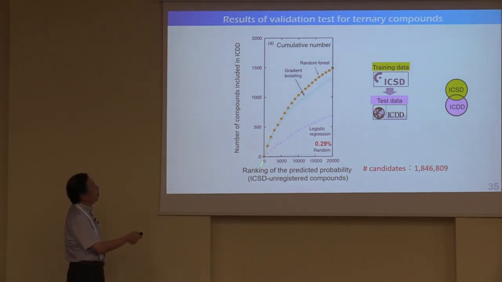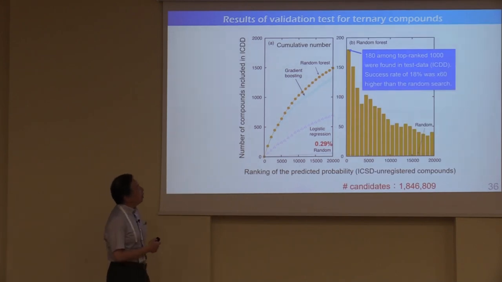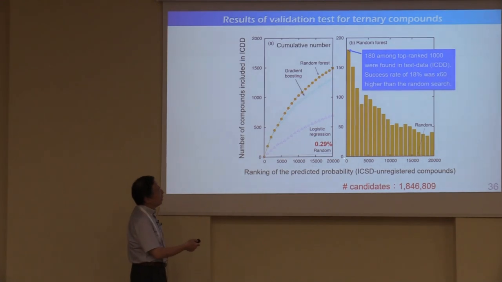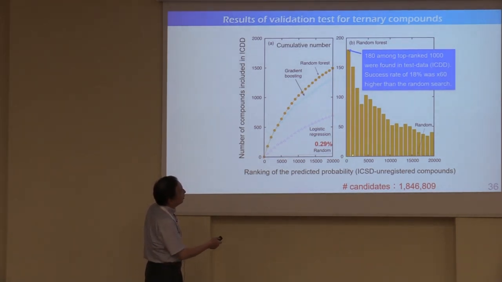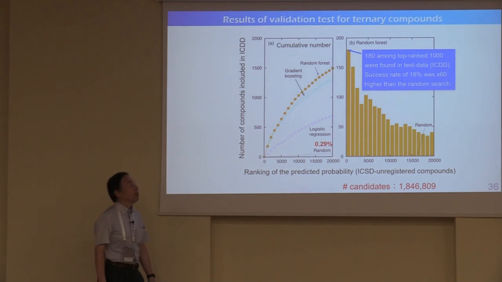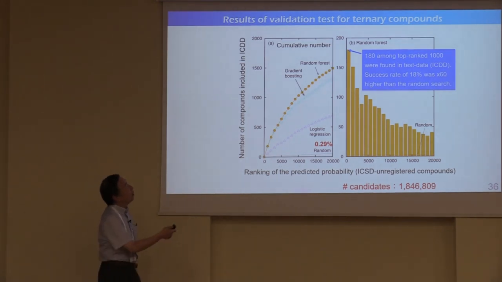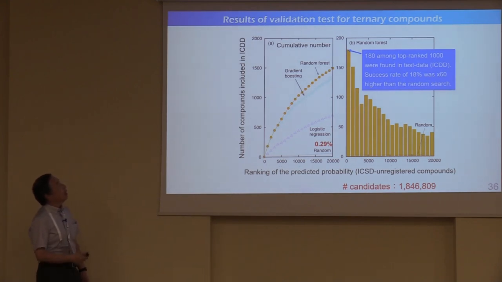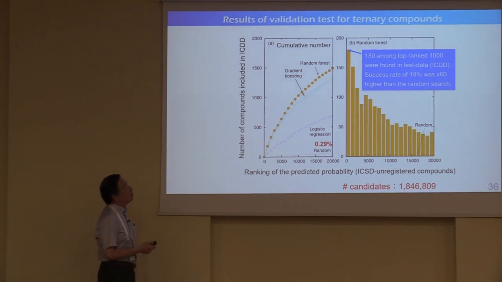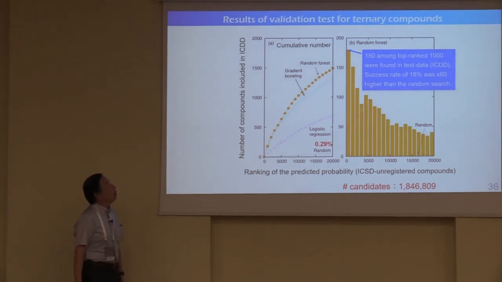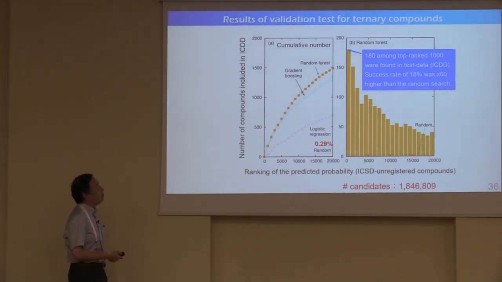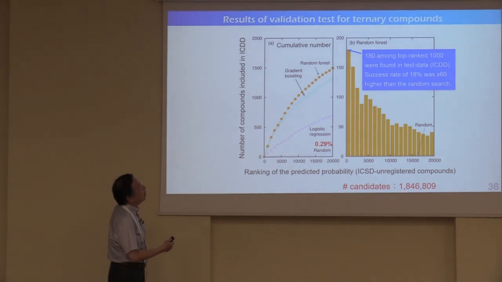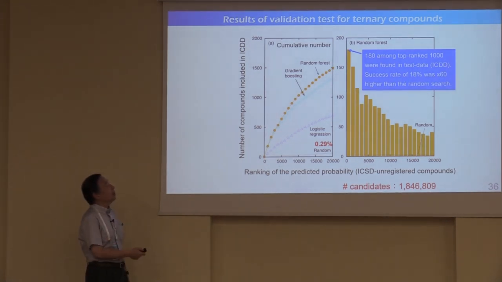So the gradient of this curve corresponds to the number of compounds we found within each bin. The first curve corresponds to the top 1,000 compounds. Among these top 1,000 chemical compositions, we found 180 as a correct answer. So the success rate of finding a correct answer was 18%. This is 60 times higher than the random search.